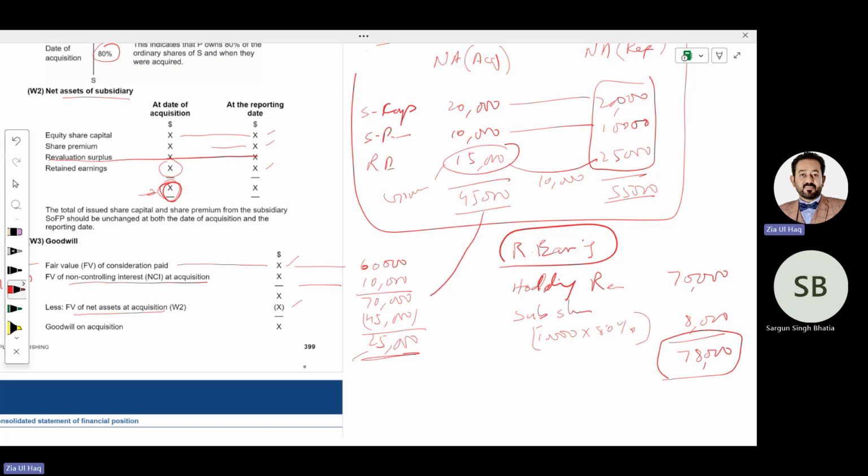For consolidated financial statements, this will be goodwill, and this 78,000 will be called retained earnings. How much is the profit? 10,000. Out of this 10,000, 8,000 we have recorded in retained earnings. The remaining 2,000 we will record as non-controlling interest, under liabilities in the consolidated financial statements.